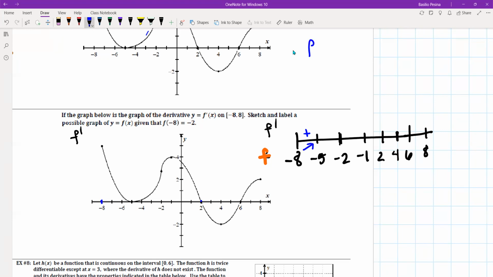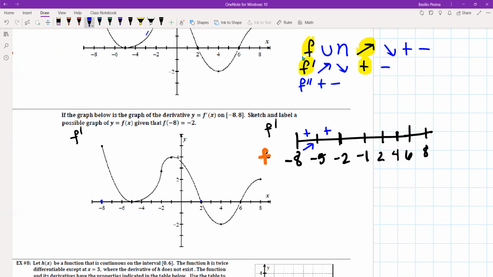And if it helps us, we can use the fun chart. Some quick reminders about this. Right here, we can see that when the derivative is positive, that means my original function f is increasing. Okay, so let's use that information.